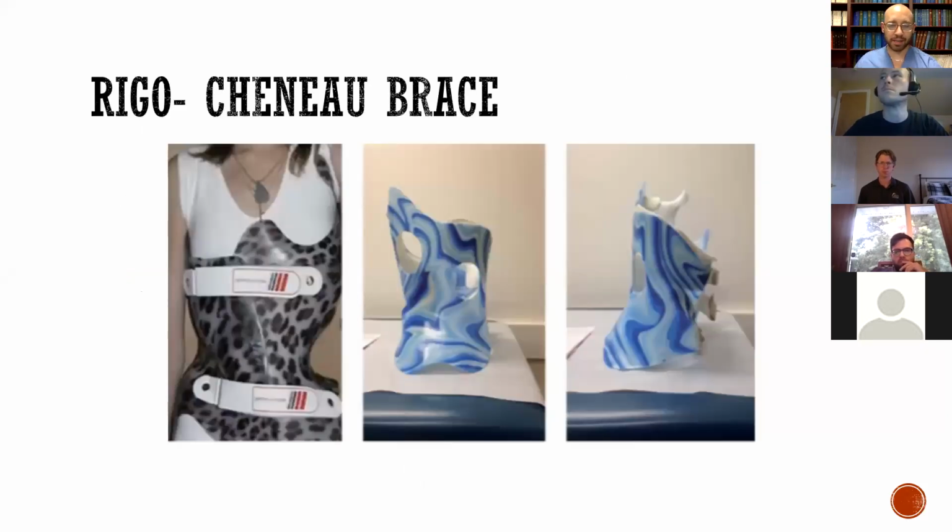I was in Pete's clinic today, and we're assessing this girl with scoliosis. She had her shirt on, and I didn't even realize she had a brace underneath her t-shirt. So you can get away with having patients go to school with these on. They're very low profile. So is that what this one is? The Rigo Chêneau? I don't know what that is.